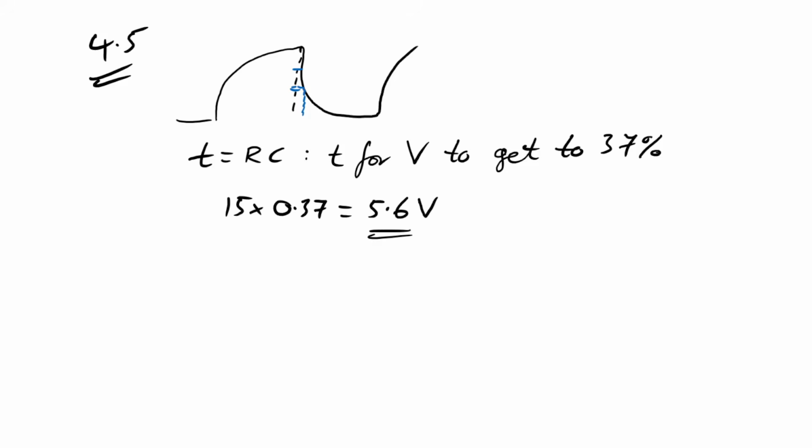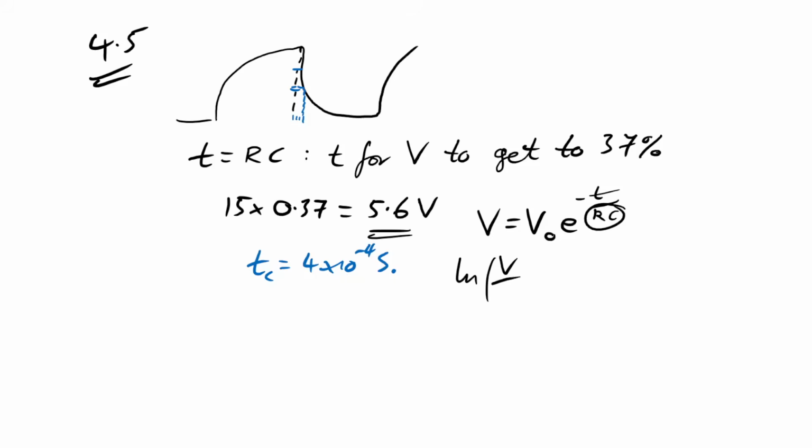And we know that the time base is 5 times 10 to the minus 4, and I think it's going across 1, 2, 3, 4. So I'm going to say the time constant is 4 times 10 to the minus 4 seconds. There are a couple of other ways that you can do this. Basically, you can just use the full equation and then find out RC from that just by, of course, logging both sides and then go from there.